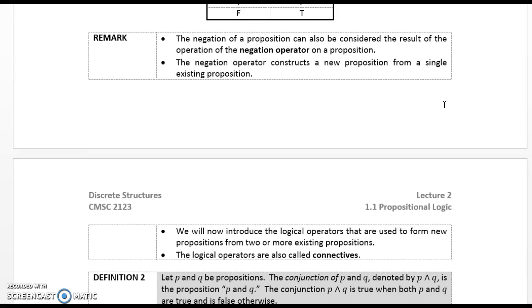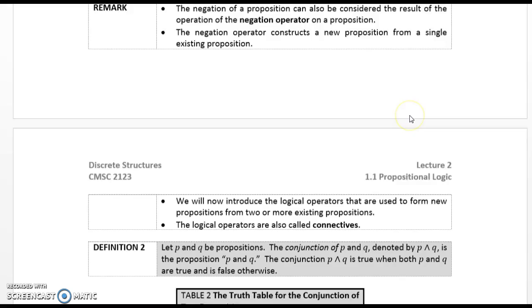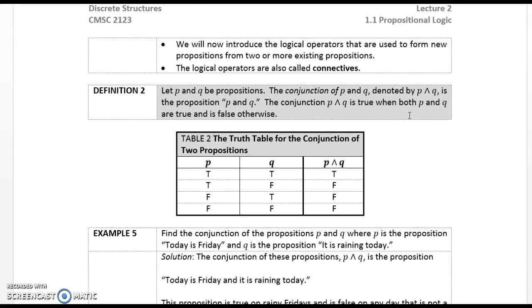Remark. The negation of a proposition can also be considered the result of the operation of the negation operator on a proposition. The negation operator constructs a new proposition from a single existing proposition. We will now introduce the logical operators that are used to form new propositions from two or more existing propositions. The logical operators are also called connectives.